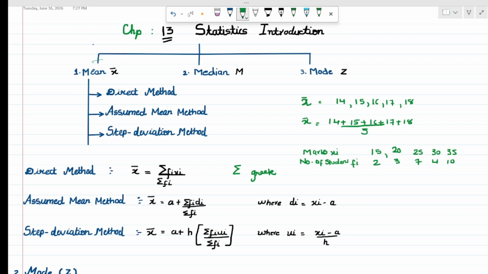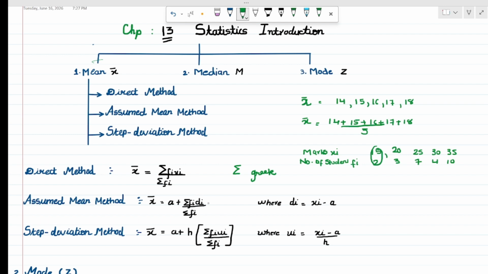So the formula indicates sigma of fi xi, that means the multiplication, 15 twos are 30, upon sigma fi, the total number of students. This way you can find out the average or mean of the given information with the help of the direct method. But the direct method is used on a small scale, if your numbers are very small.